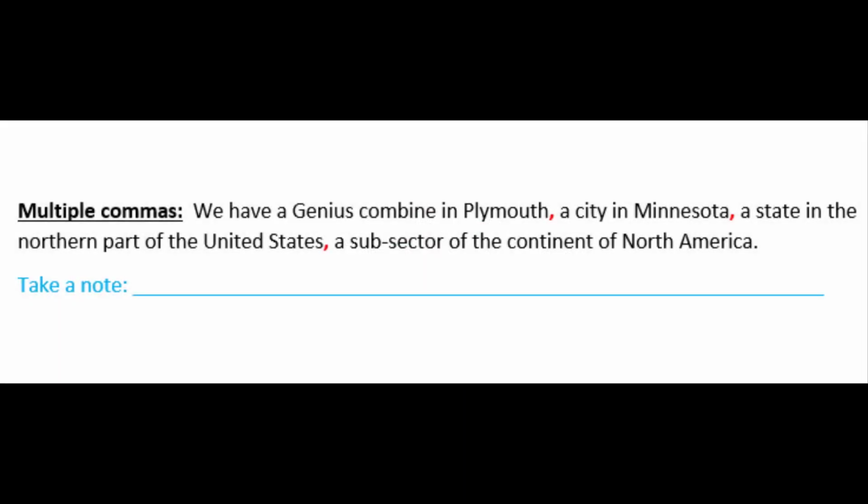In the next rule, you see that we have multiple commas. In this particular example, you'll notice there's a comma after Plymouth, there's a comma after Minnesota, and there's a comma after the United States. In Junior Genius, we call this the comma staircase, and what you're going to see is that what comes before the comma usually is going to be a noun, and then after the comma will be a miniature definition of what that word is. In this case here, you see it says we have a Genius Combine in Plymouth, comma. Now we're going to define what Plymouth is. What is it? It's a city in Minnesota.